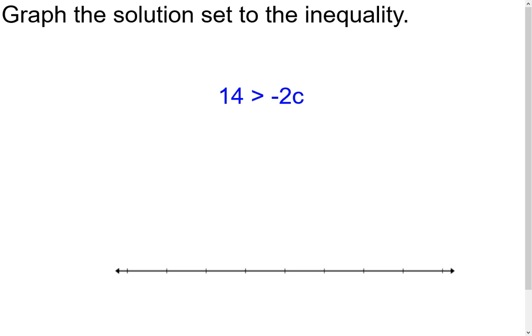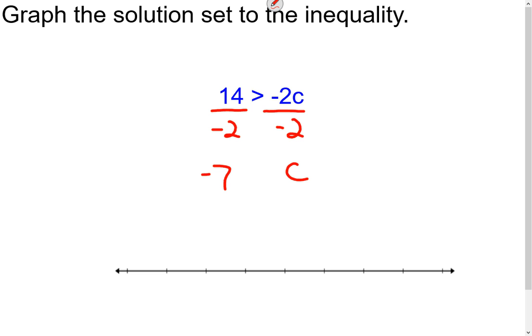This time, I want us to graph the solutions to our inequality. So I have 14 is greater than negative 2c. So before I can graph it, I need to figure out what my solutions are. So to do that, I'm going to divide both sides by negative 2 to get that c all by itself. 14 divided by negative 2 is negative 7.